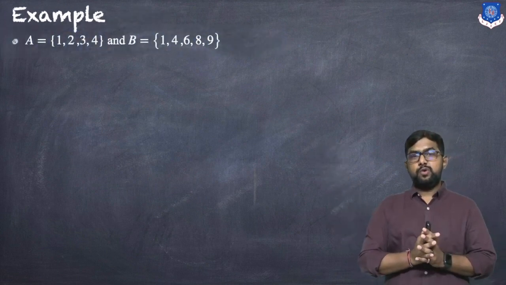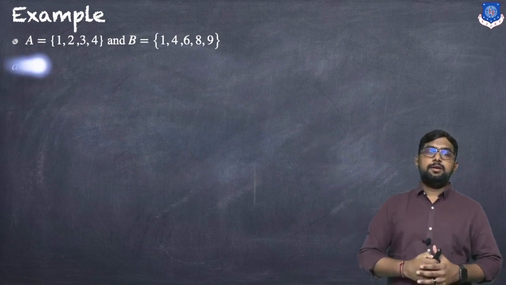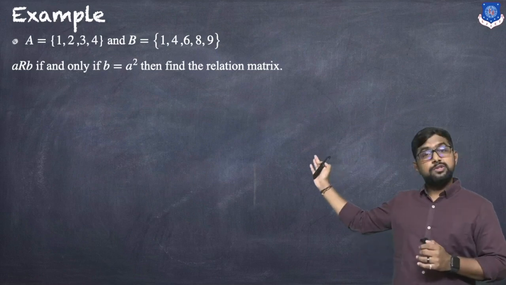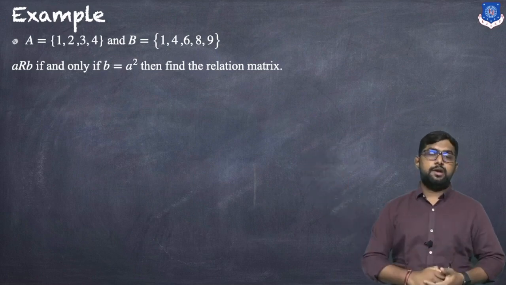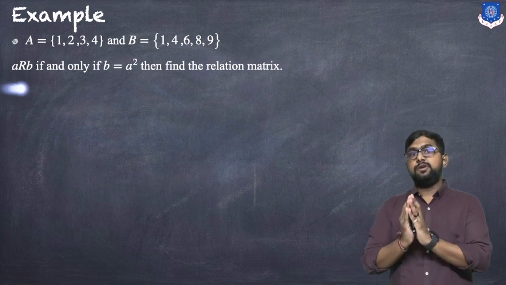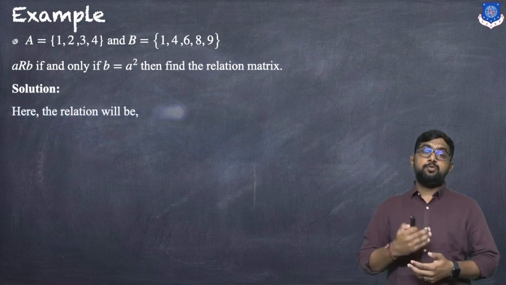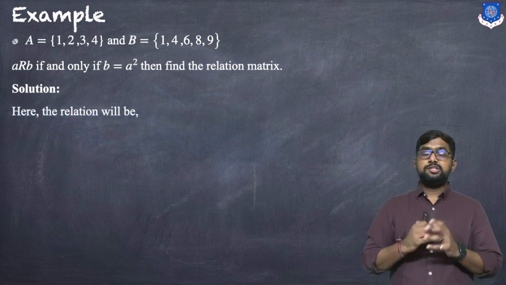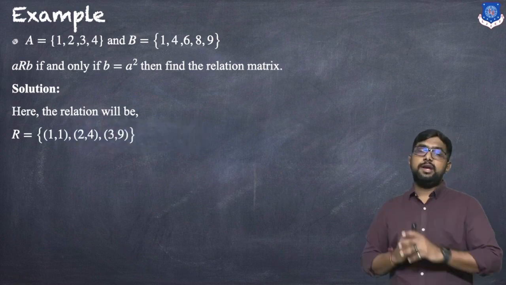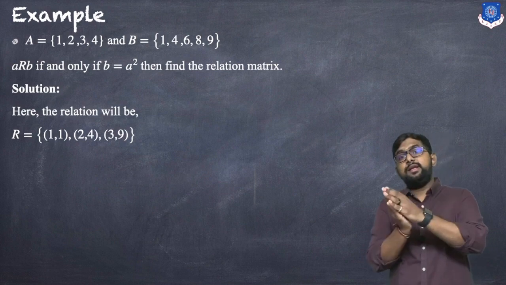Let us take an example. A equals {1, 2, 3, 4} and B equals {1, 4, 6, 8, 9}, and A is related to B if and only if B equals A squared. Then find the relation matrix. Here the relation is given as B equals A squared. So first we will write the relation, and then we will proceed to the matrix. What will be the relation? It will be (1,1), (2,4), (3,9). See, B equals A squared, so the first element squared is the second element.